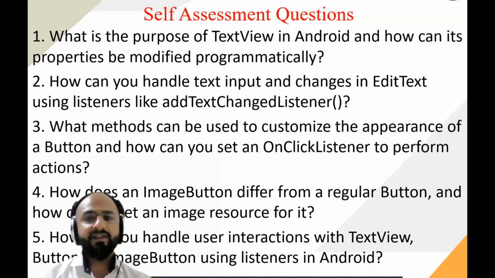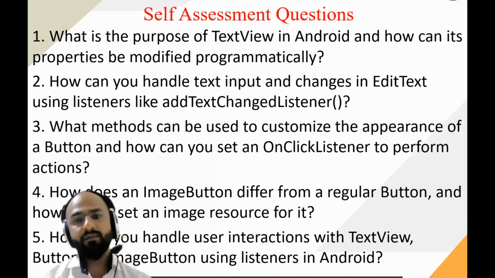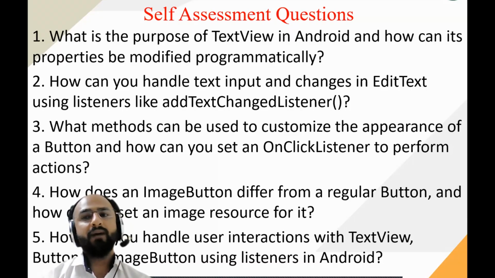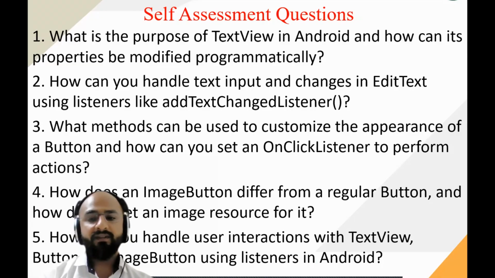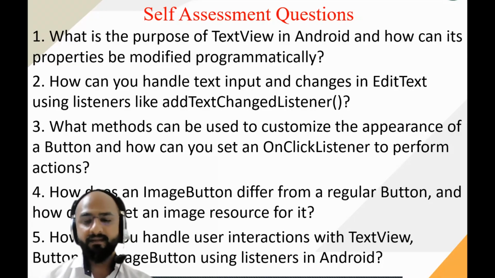These are the self-assessment questions for today's lecture. What is the purpose of text view and how can its properties be modified programmatically? How can you handle the text input change in the edit text by using the add text change listener? What method can be used to customize the appearance of a button? And how can you set on click listener to perform an action? How does an image button differ from a regular button? And how do you set the image resource for it? How can you handle user interaction with text view, button and image button using listener?